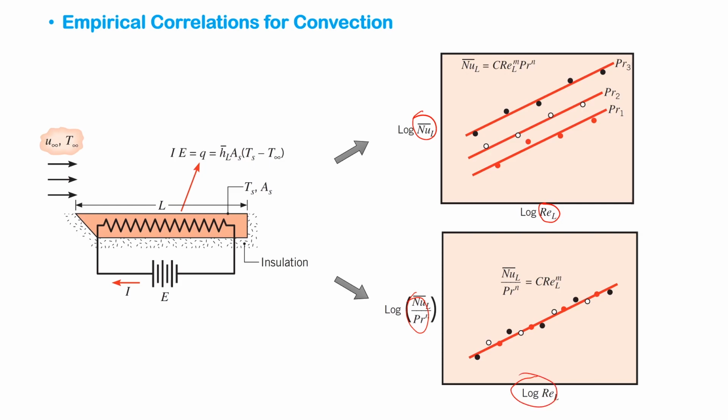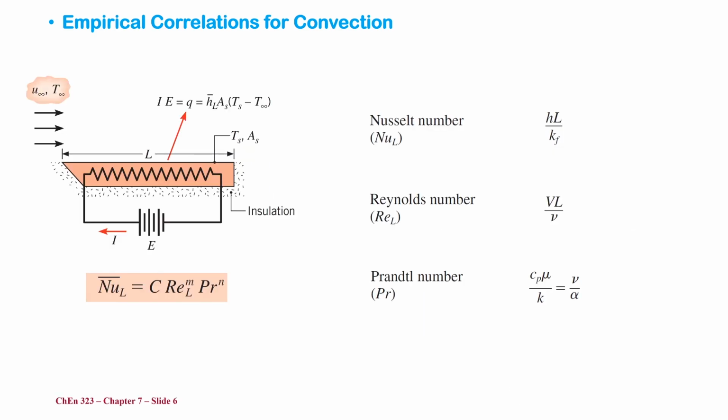Okay, so this equation tells us the average Nusselt number, the overbar indicates average, is a function of Reynolds number and a function of Prandtl number, and this is a power law relationship. So again, the average Nusselt number is a function of Reynolds number and Prandtl number. Reynolds number is evaluated for the whole plate at the distance L.